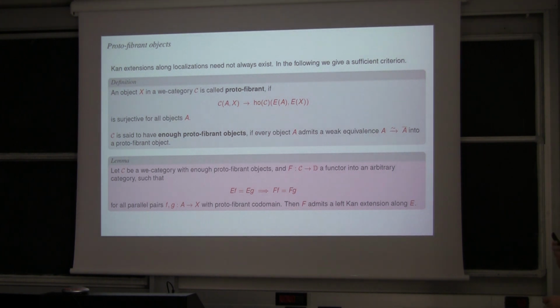Okay. So here's an abstract criterion for the existence of derived functors. I want to call an object X of a WE category protofibrant if for any other object A, the function induced from the functor that maps morphisms from A to X to morphisms in the homotopy category from A to X is surjective.